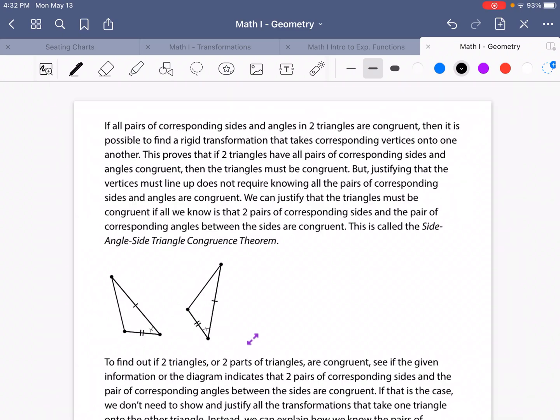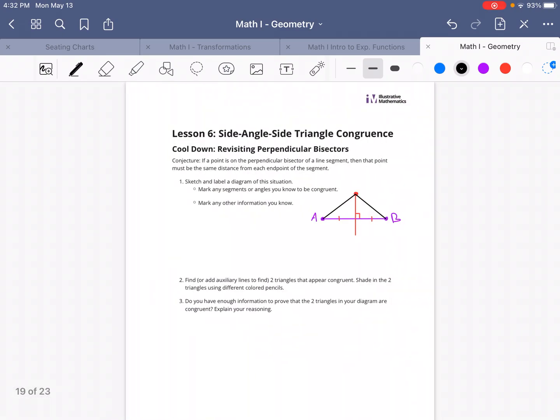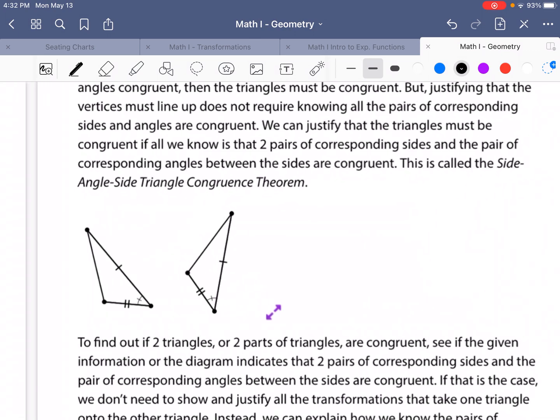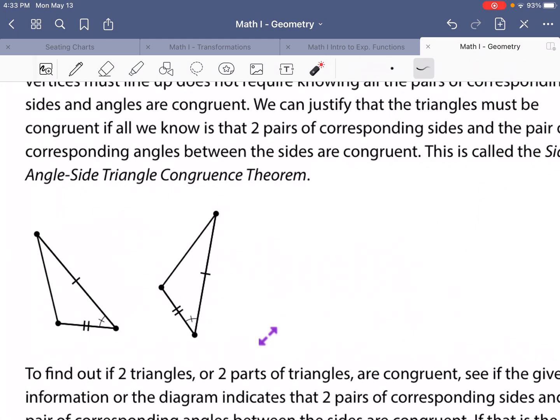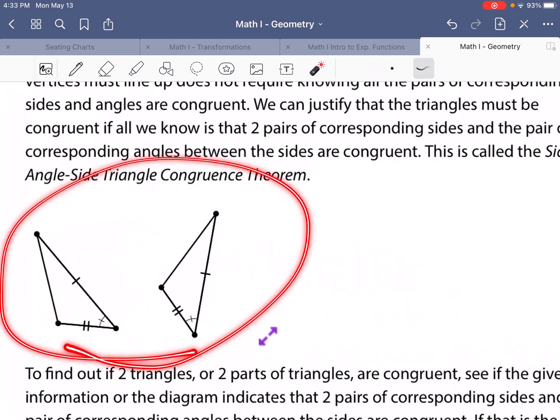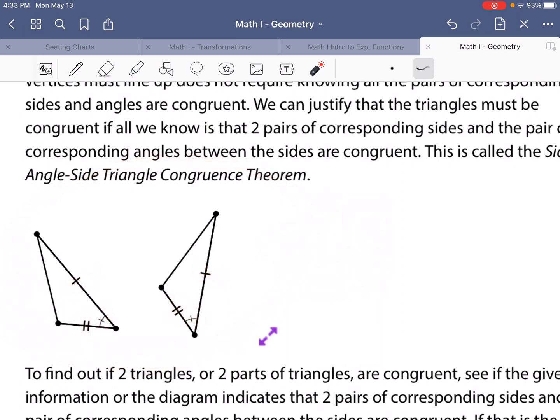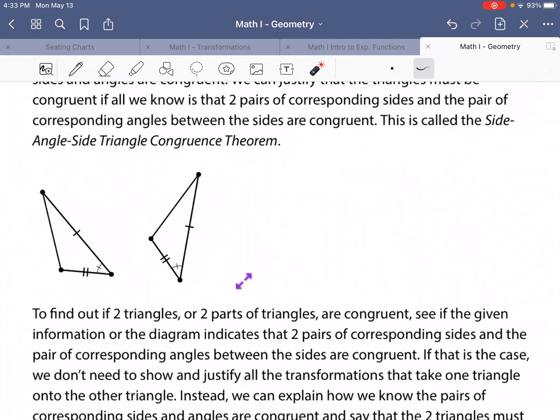Alright, so this is lesson 6 and a cool down called Revisiting Perpendicular Bisectors. This has a lot on here, but basically it's a quick reminder about the shortcut way to prove two triangles are congruent, called side angle side. Side angle side congruence: we have two pairs of corresponding sides that are congruent and the angle between those sides. If we know that, we can say the two triangles are congruent.